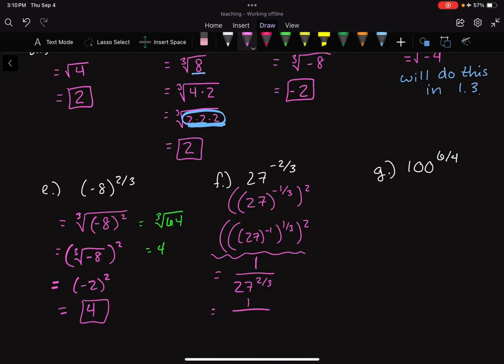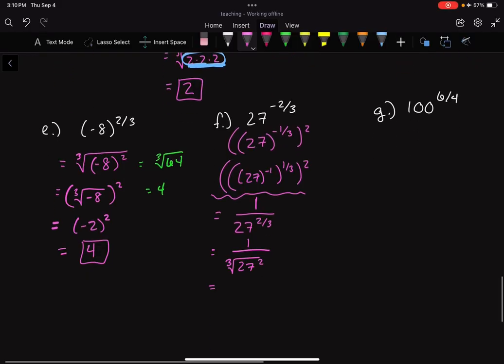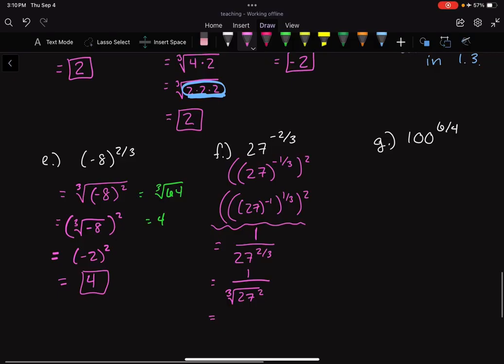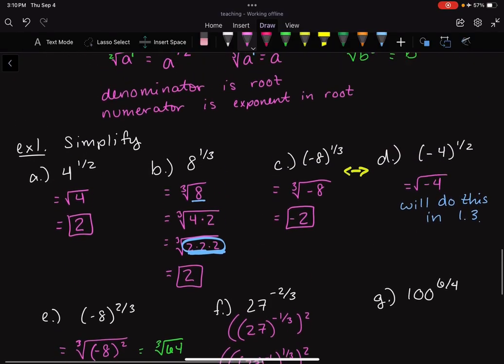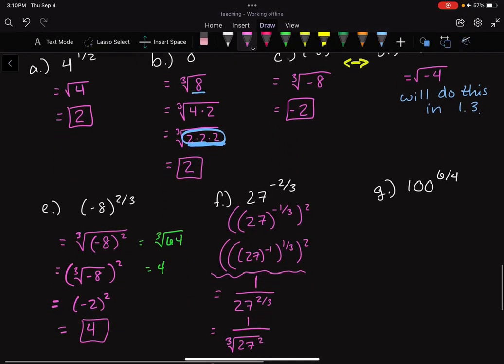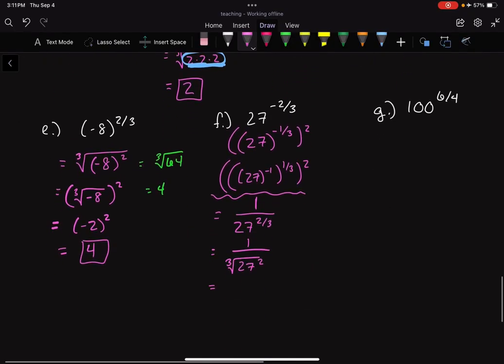And then I can write it out as the cubed root of 27 squared. Now, the process of breaking it up is what makes it obvious that we're using the theorem up here, the 1/n thing, because it's really just 1/3. But I think that looks more confusing.